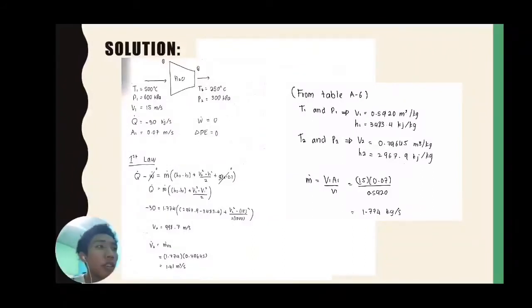Next, after getting the value of m dot, we can now solve the first law equation to get the value of V2. And V2 is equal to 998.7 meter per second. Lastly, we can find the volumetric flow rate, which is equal to 1.41 meter cube per second.